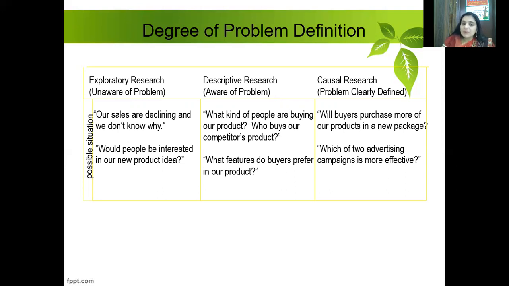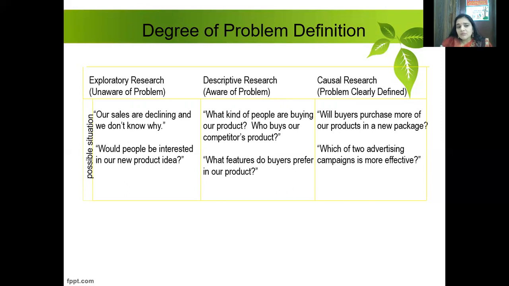Then, would people be interested in our new product idea? For that also you need a survey, so that you come to know about the issues people might be facing with old products. To adopt a new product, you need to know what kind of features should be added to the product so that people buy it. Then second is descriptive research. Maximum it happens that exploratory research leads to descriptive or causal research.